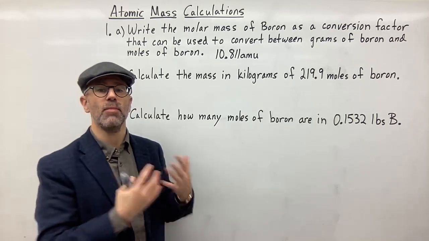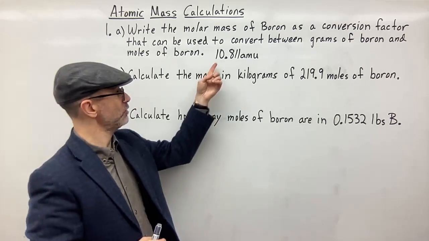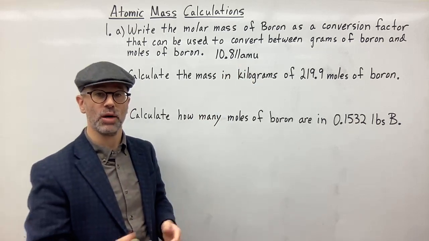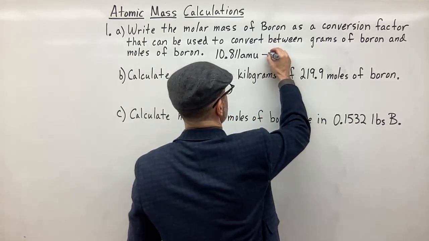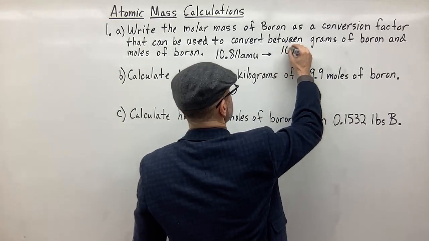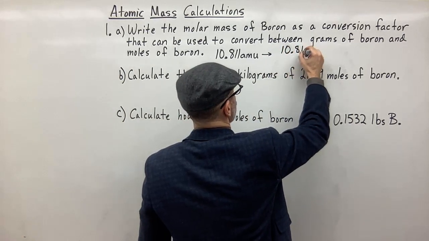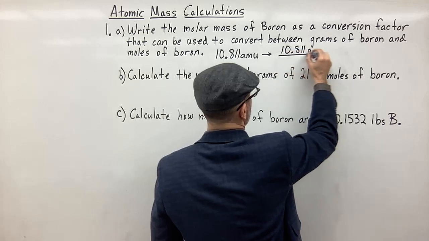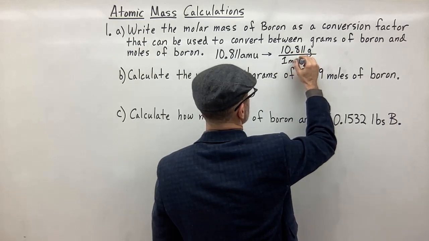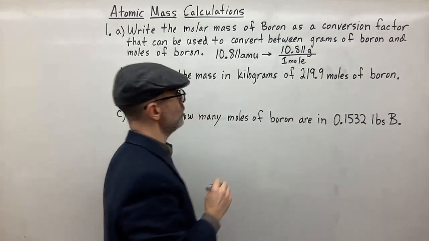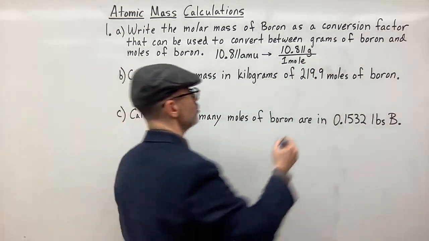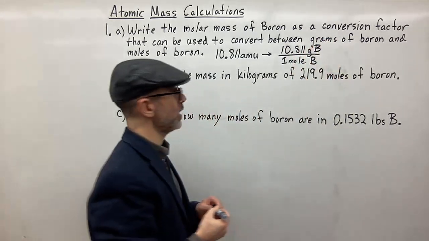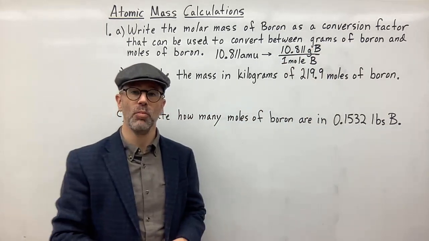But if we're talking about 1 mole of boron atoms, then all we have to do is change that unit to grams per 1 mole. So this becomes 10.811 grams over 1 mole. That would be the molar mass of boron. If I put B here, 10.811 grams of boron is equal to 1 mole of boron.